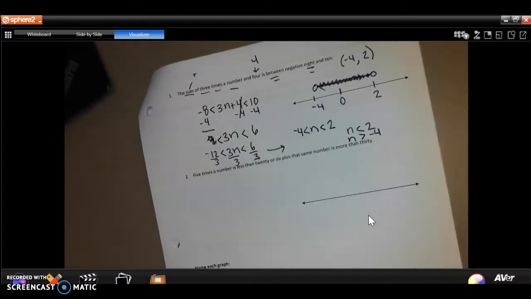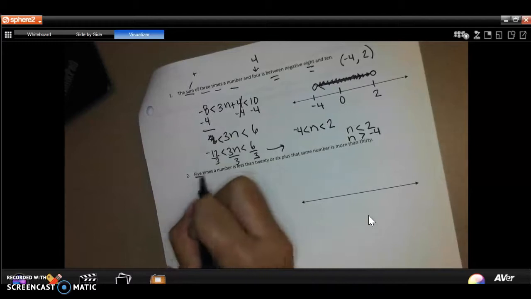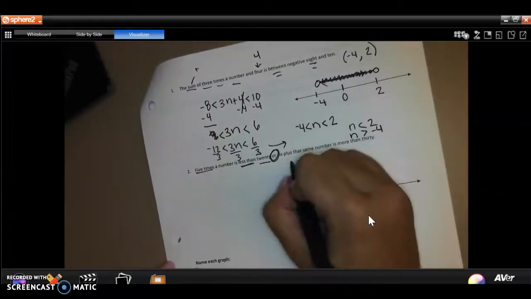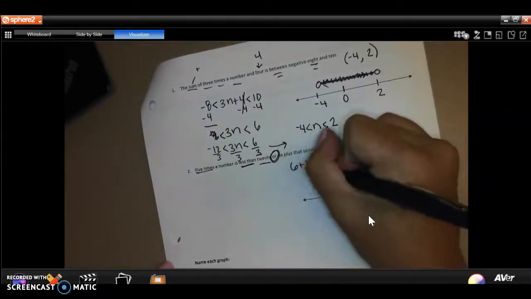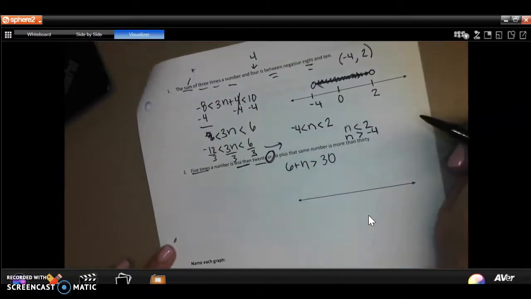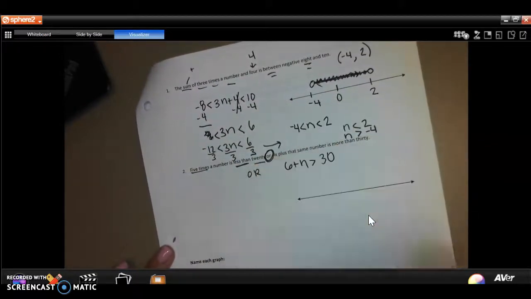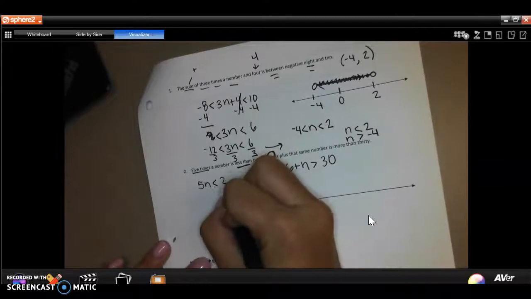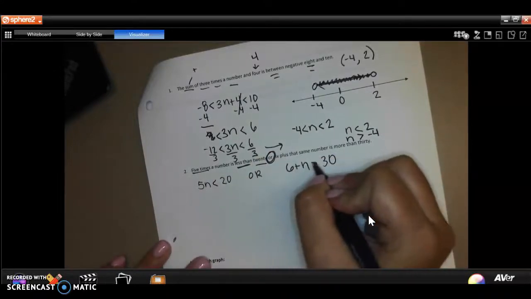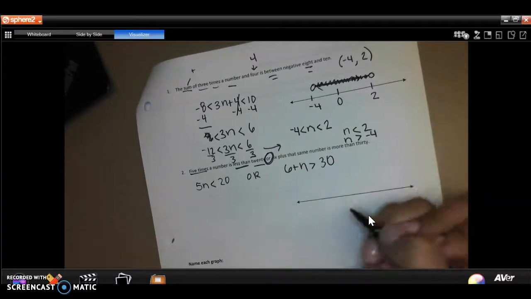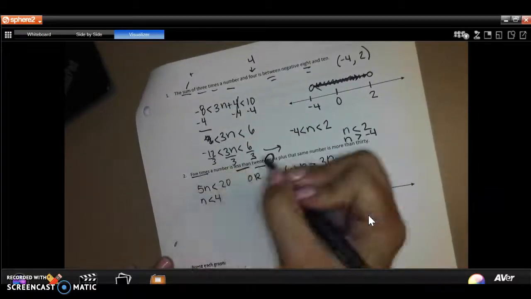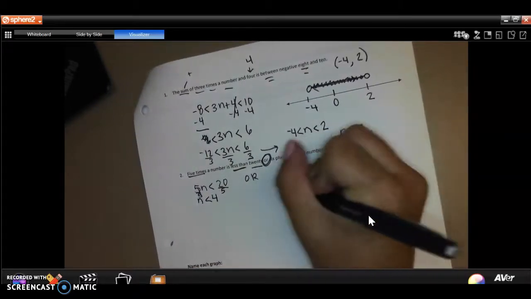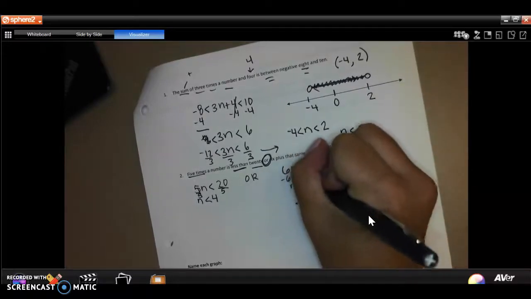All right, let's try this next one. 5 times a number is less than 20, or, that's a big word, 6 plus that same number is more than 30. Okay, so that or indicates that there's no overlap. Go ahead and walk yourself through this. I know n would have to be less than 4 because we're dividing by 5 on both sides. Or, if I subtract 6 on both sides, n has to be greater than 24.